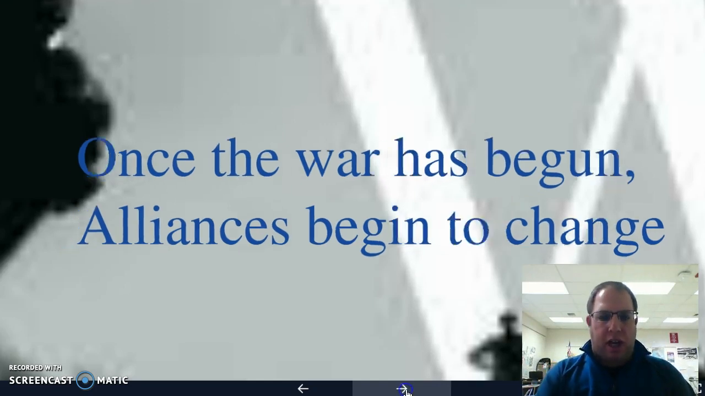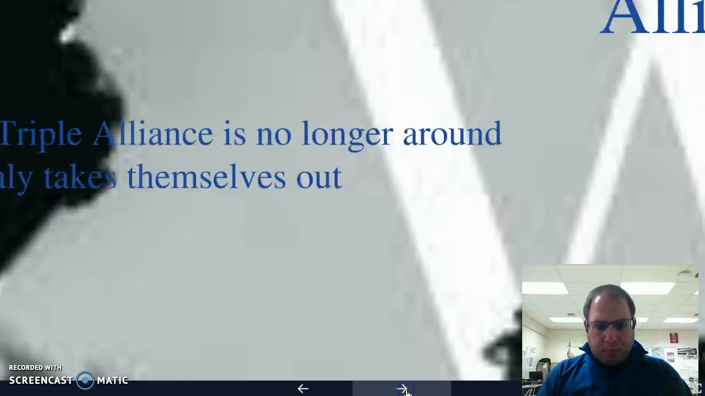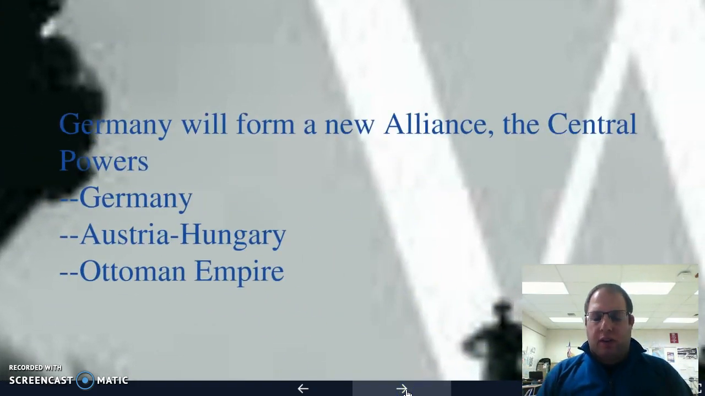Okay, so they do begin to change, and one major change is Italy. Italy is going to take themselves out of the Triple Alliance and not be aligned with Germany anymore. And what they're going to do is they're going to line up with the Allies. Of course, Germany will have to form a new alliance, and this is way past Bismarck because now we're in 1914, and they're going to create what is called the Central Powers, which will be them, again, with Austria-Hungary, the dual monarchy here. But then it adds in the Ottoman Empire.